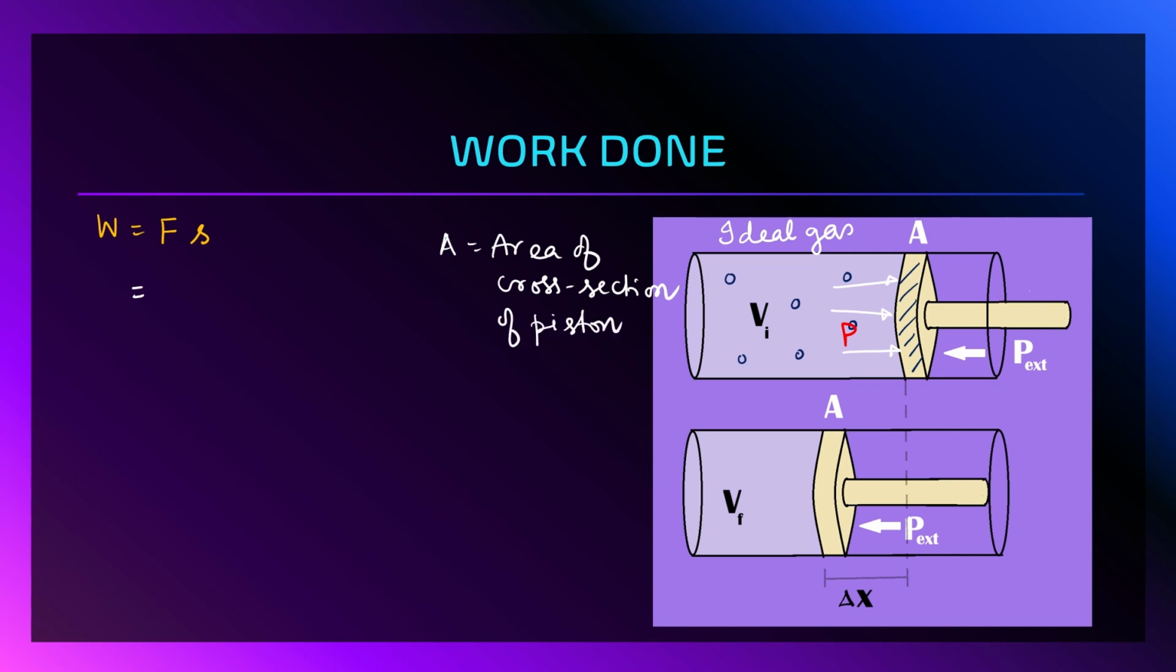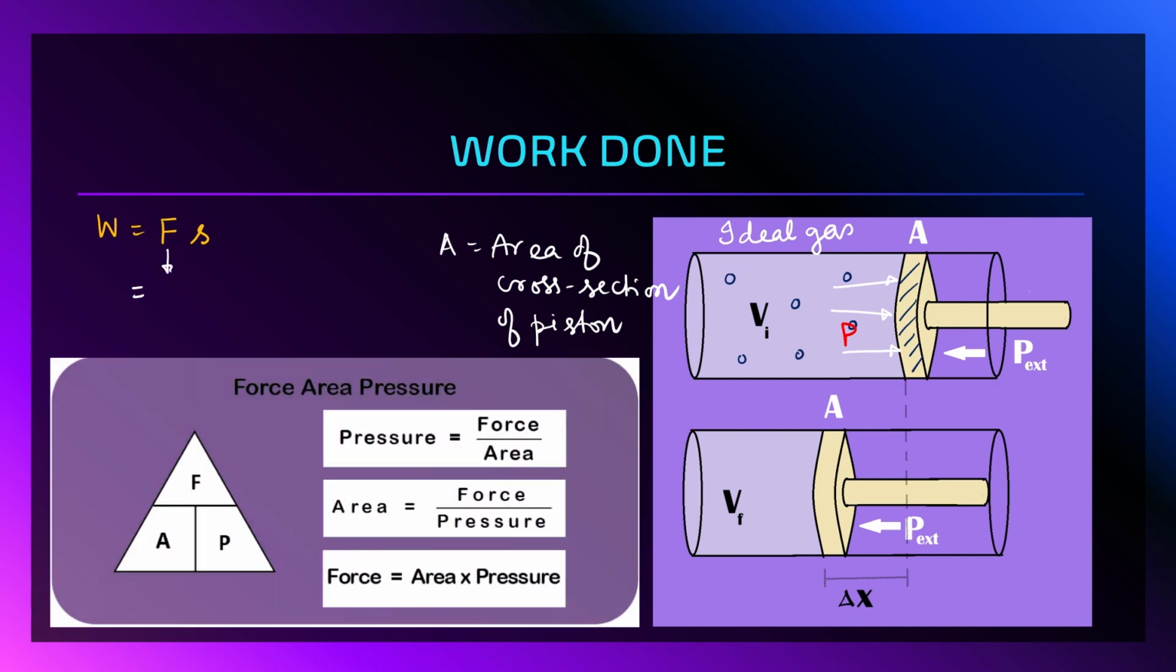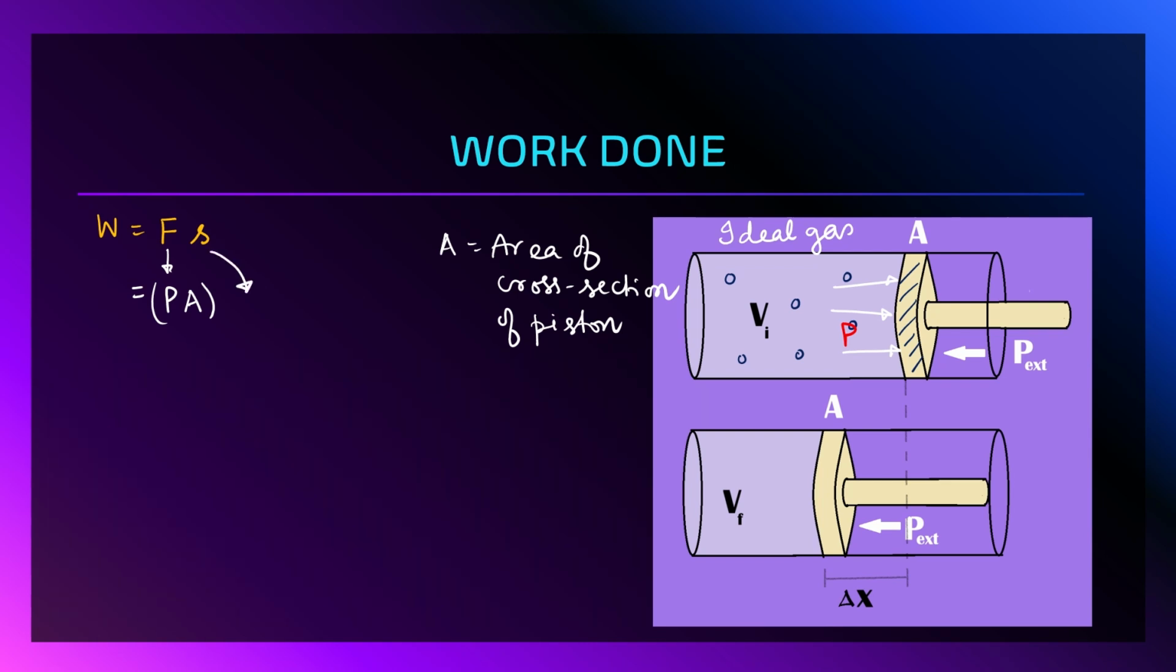Then this force can be written as the product of pressure into area, and thus displacement. If you see it clearly, the piston has displaced by delta x. So this will be your expression for work done, but stop there. We are going to make more changes. What if I write P and A into delta x together?